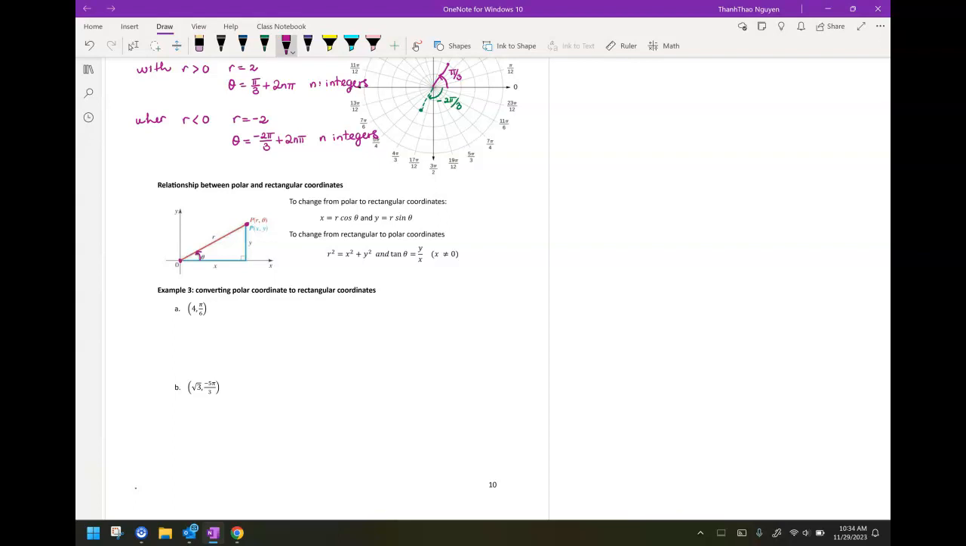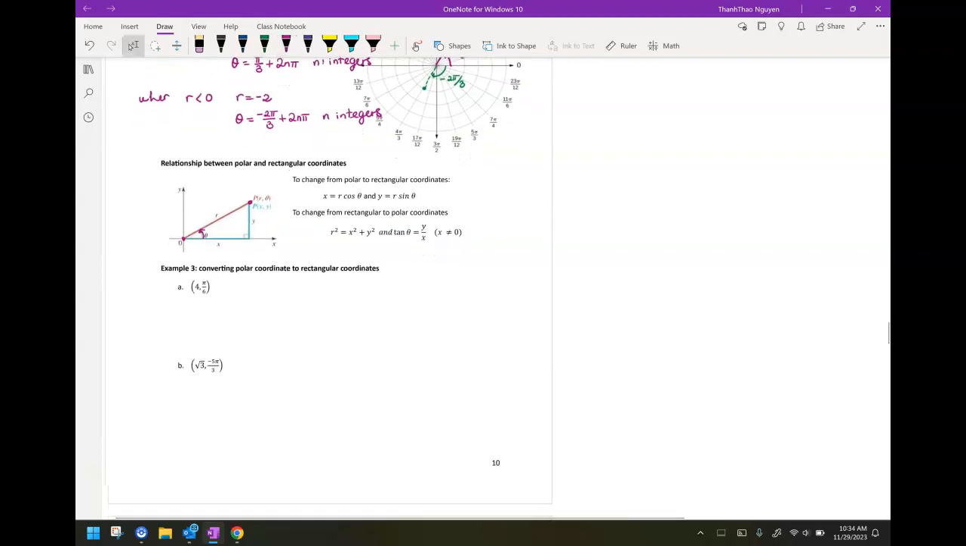Now if we want to change from rectangular to polar coordinates, remember the Pythagorean theorem says r squared equals x squared plus y squared. And using trigonometry, tangent of theta equals y over x, where x is not 0. First of all, if we want to convert to a polar coordinate, we need to figure out what quadrant the point P is in, so that we can decide what theta to use.